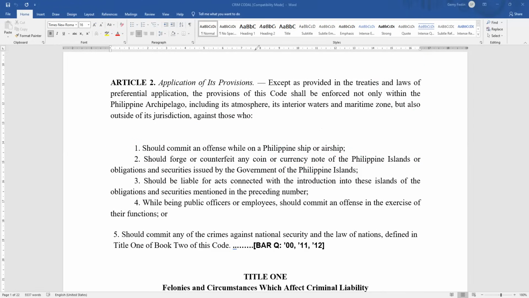Should forge or counterfeit any coin or currency notes. So, kailangan may forger or counterfeiter. So, ano ang kanyang ika-counterfeit or ifo-forge? Coin or currency notes, of course, issued by the Philippines. And as well as obligations and securities.